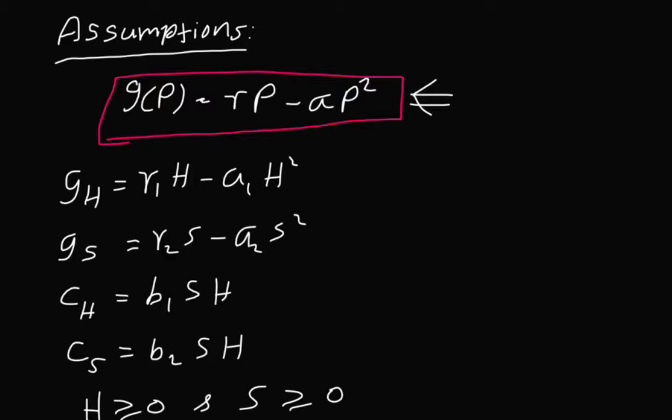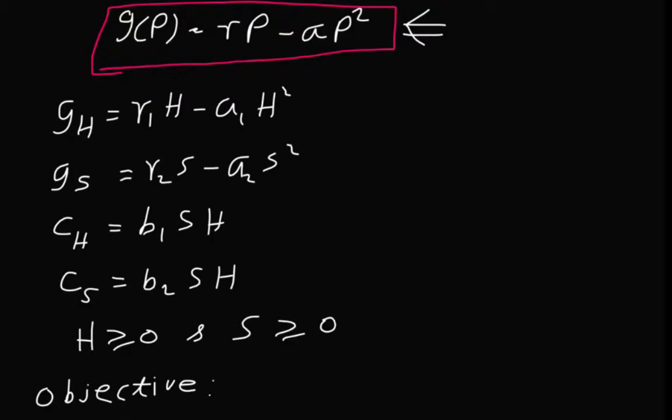Okay, then we need objectives. The objective, according to the example, is to check whether H goes to 0 or S goes to 0. Next, step 2. Step 2 is to select the modeling approach. As I mentioned before, we will model this problem as a dynamic model in steady state.